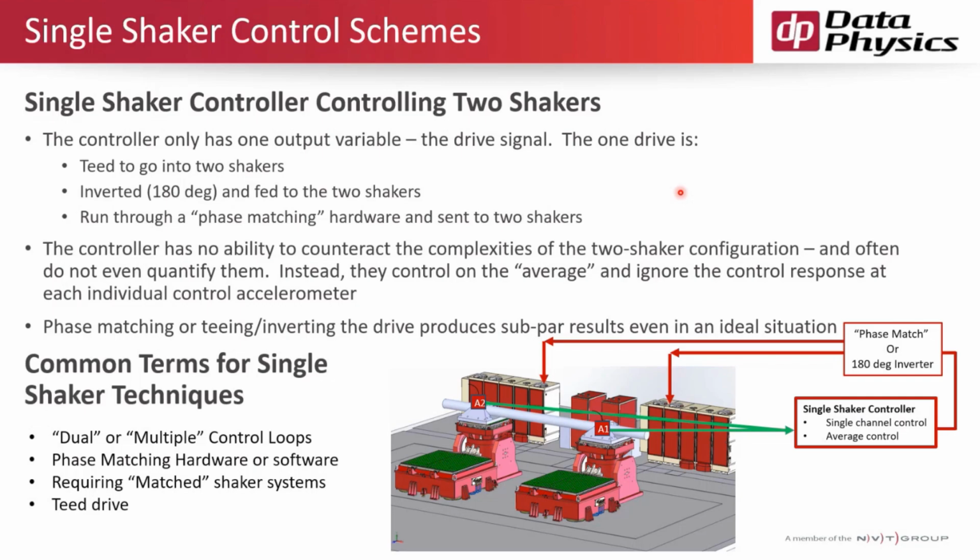So as I mentioned before, now I'm going to talk about how various controller vendors try to control multiple shakers in a single axis with what is really a controller meant for a single shaker, right? So when you're running a single shaker controller, the controller has one output variable, the drive signal. It sort of has one thing it can control. And there's various ways that controllers will try to control multiple shakers simultaneously with that one output variable, with that one drive signal. The first and simplest is just teeing the drive signal into two amplifiers.